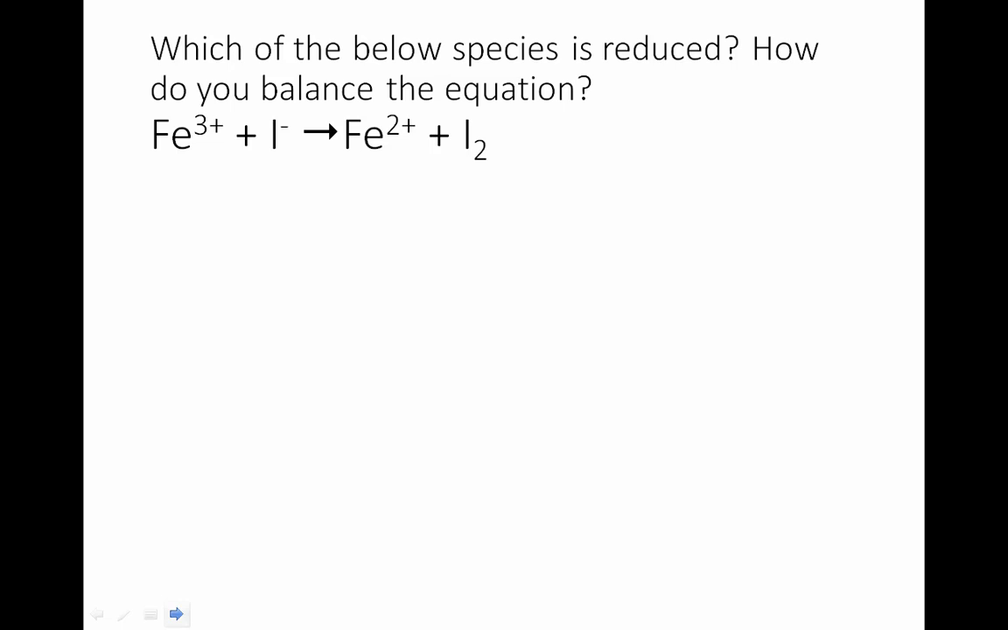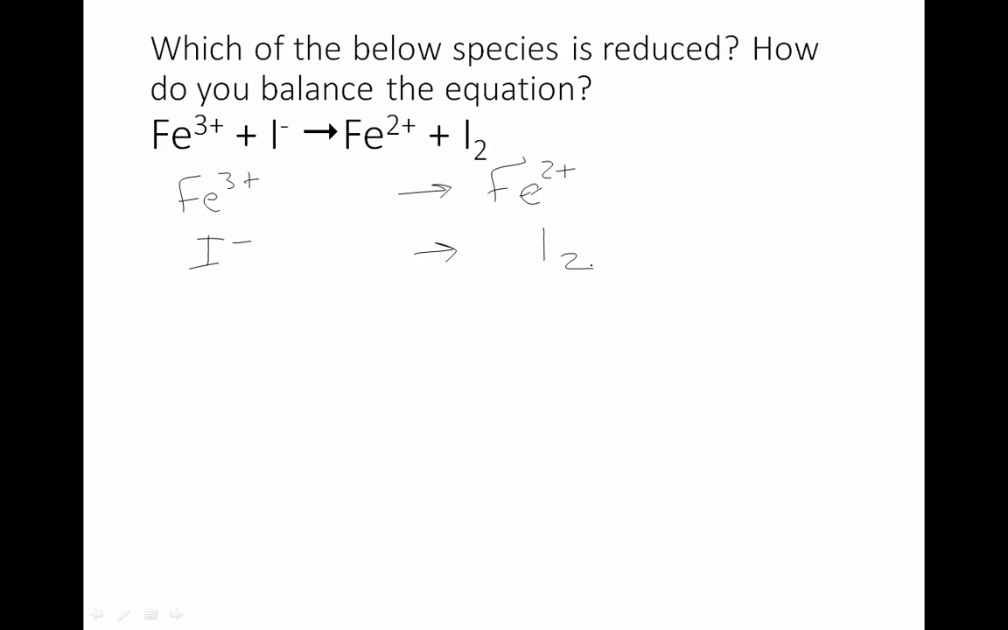We want to check and figure out which species is reduced and how we would balance that equation. So to begin with, we want to write down both of our half reactions. So we have Fe3+, and I always just leave a space for the electrons. That lets me decide whether or not I'm putting them in at a later moment. So I'm writing each of the elements down.